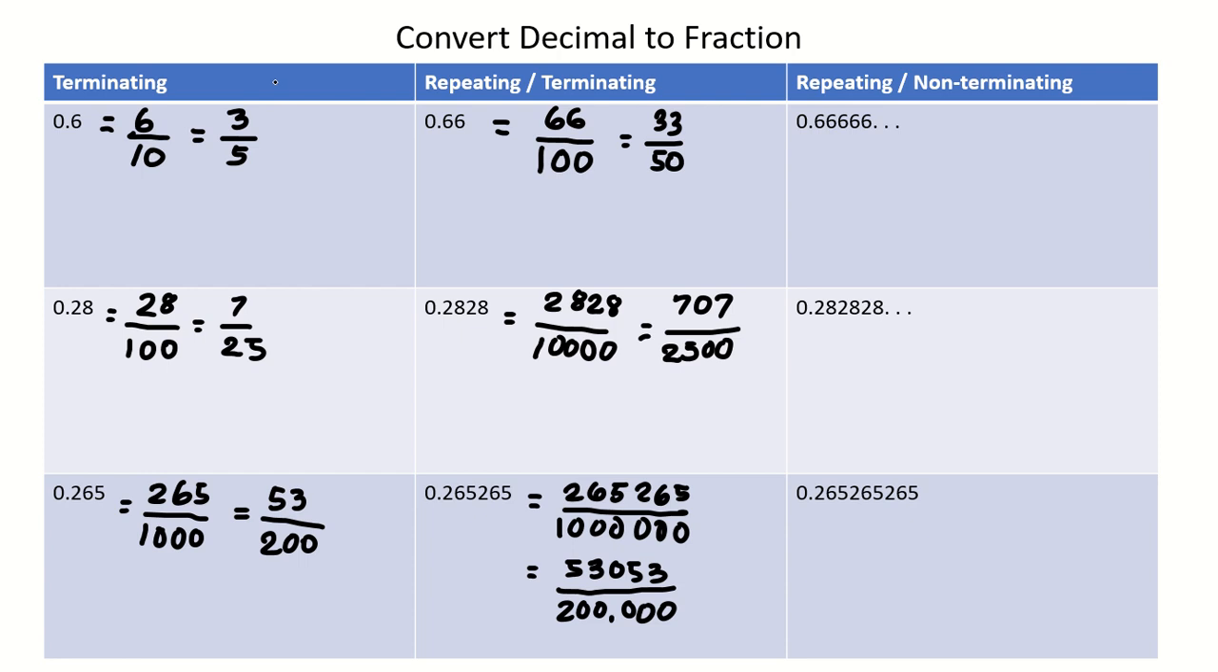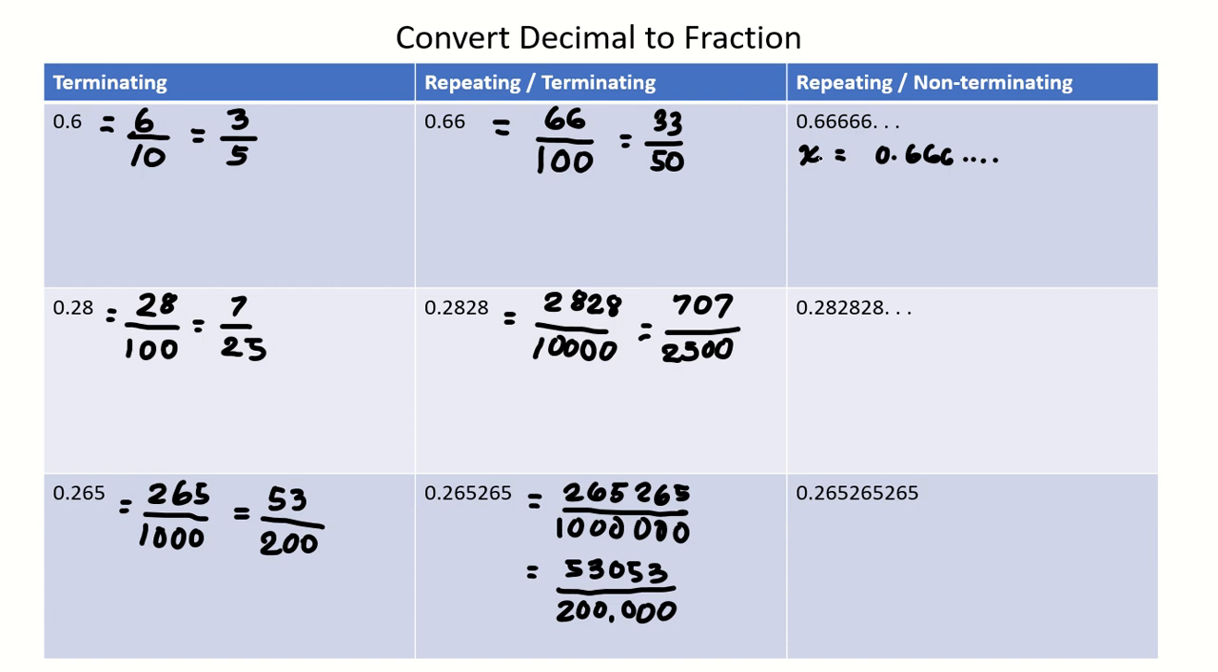So basically, the first two columns have the same method. But with the repeating, non-terminating type of decimal, it's a little bit different, because this is the repeating. So what we do is we assign a variable for this decimal number. Let's say x is equal to 0.666, non-terminating. And what we'll do is identify the repeating part. The repeating part is how many digits? 1, only 6.